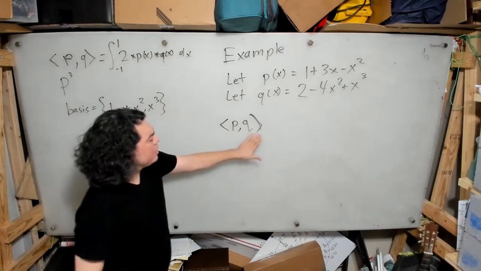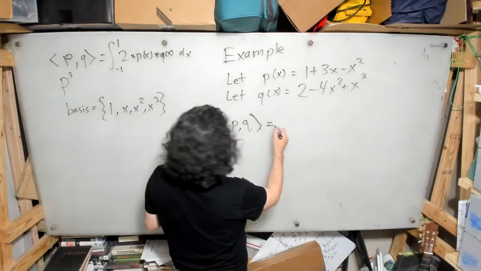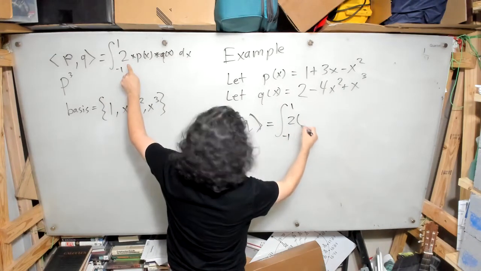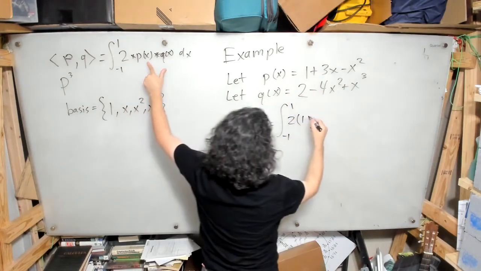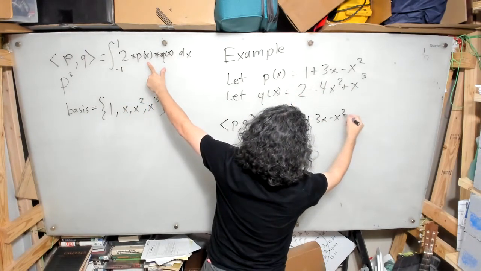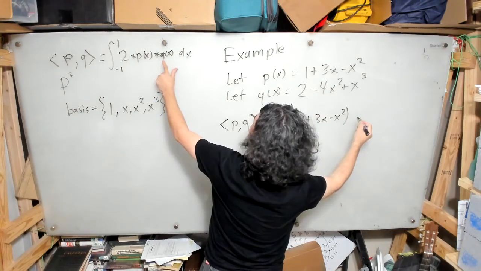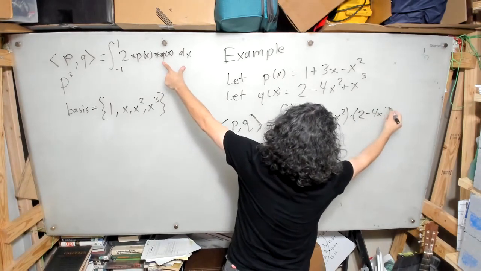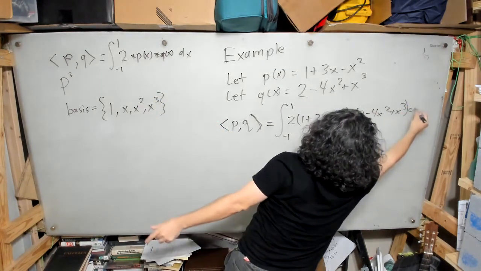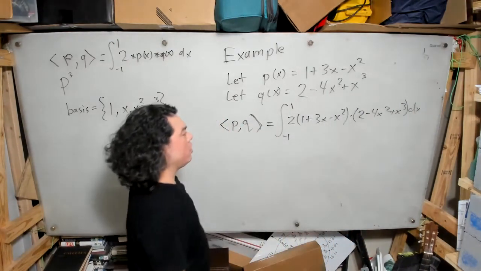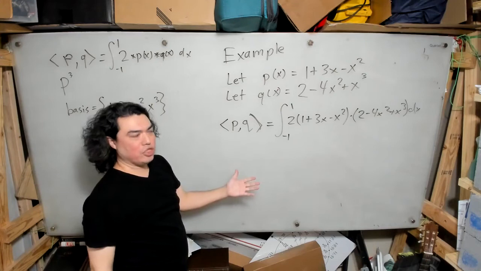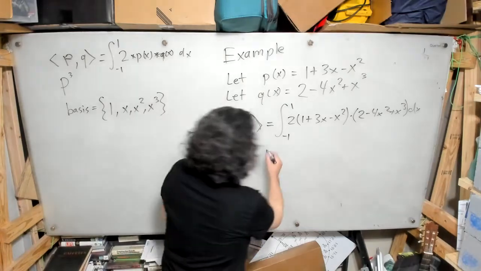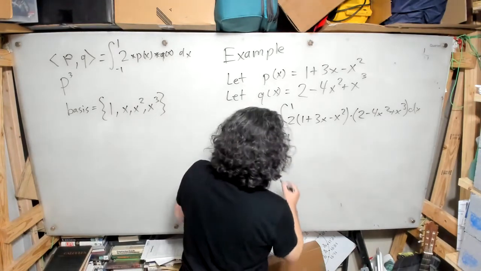But how do we calculate this inner product? Okay, so first of all, what is it? The inner product is going to be the integral from -1 to 1 of 2 times the p of x, which is 1 plus 3x minus x squared, times the q of x. This is just normal multiplication: 2 minus 4x squared plus x cubed, and then dx. This is actually going to be a very straightforward integral. I'm just going to get it to the point where you can integrate it, and then I'm going to let you do that. Or maybe I'll do it here real quick if it's not too messy.